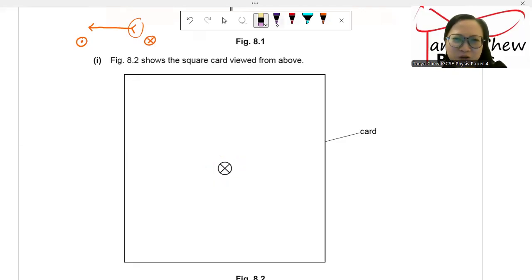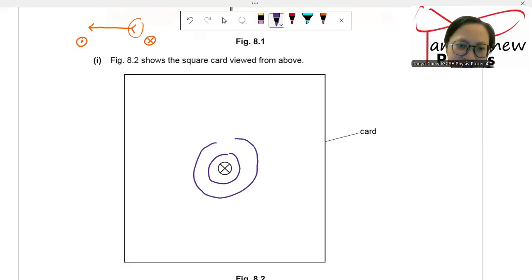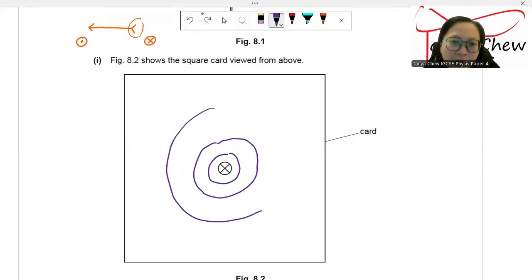It is actually circular. I wasn't good in drawing. Circle. And it gets weaker when it is away, so your circle must be larger. So I'm going to draw here. I'm going to erase this first. Draw a bit larger here, a bit larger like this. Now the pattern of the magnetic field.